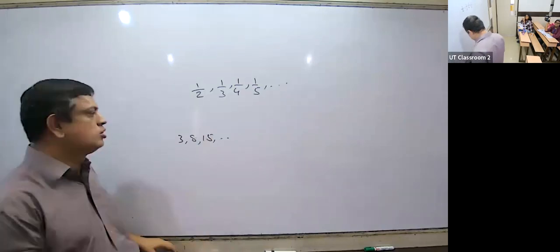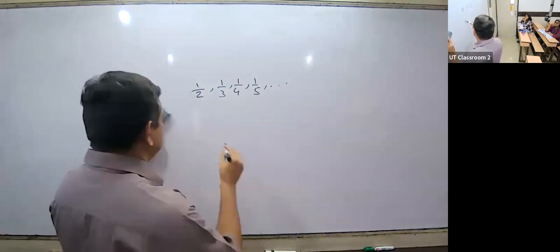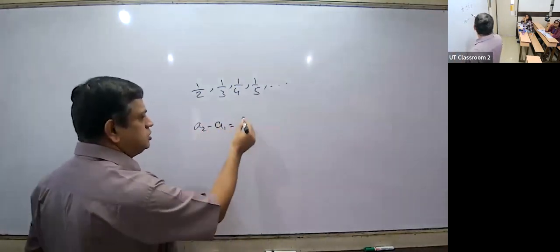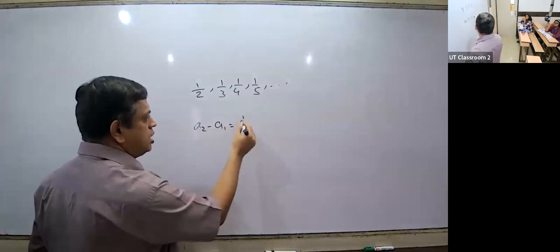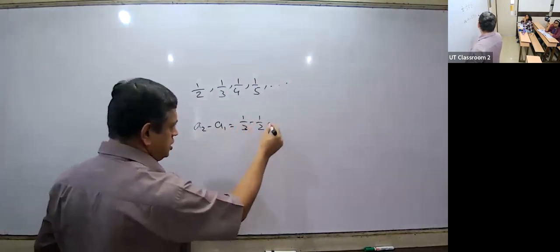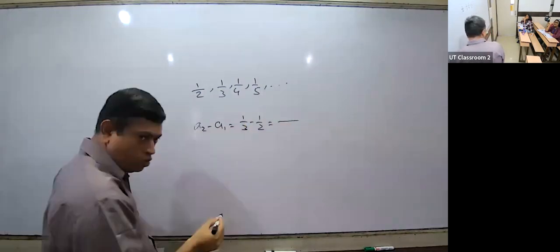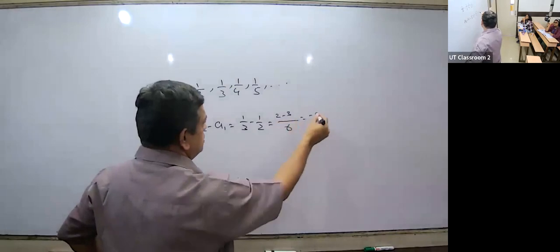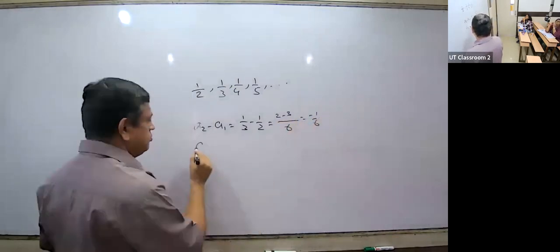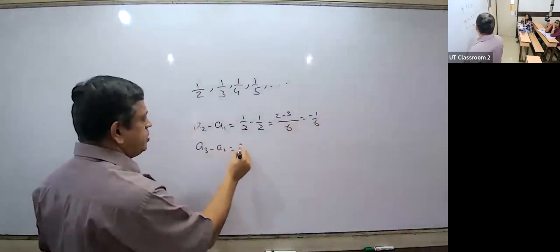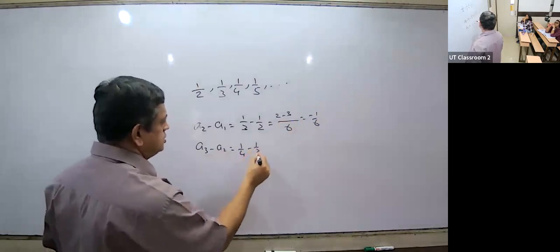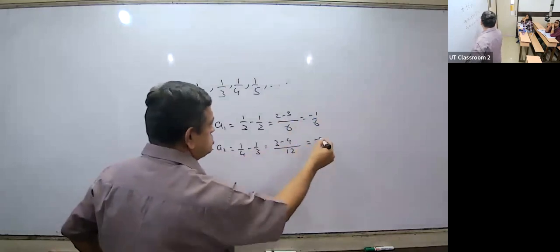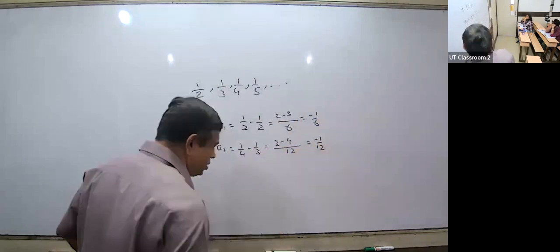Okay, Neela, tell me, what is A2 minus A1? All of you be quiet. What is A2 minus A1? 1 by 3 minus 1 by 2. LCM is 6: 2 minus 3, that is minus 1 by 6. What is A3 minus A2? 1 by 4 minus 1 by 3. LCM is 12: 3 minus 4, that is minus 1 by 12. Are they in AP? No.